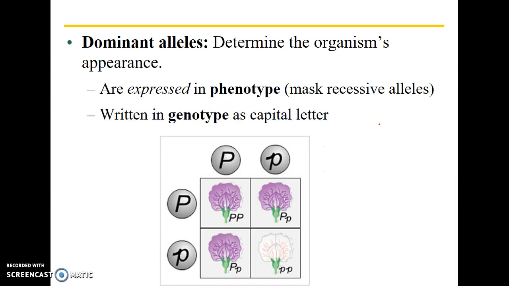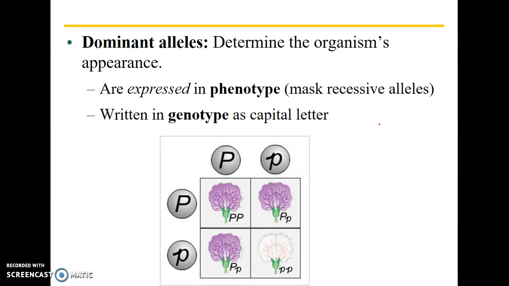So let's talk about dominant versus recessive and what that means. Dominant alleles determine the organism's appearance in the case of traits that are controlled by a single pair of alleles. We'll see many different examples of different patterns of inheritance. But for now, we're just talking about the traits that Mendel studied extensively and observed, and these are simple dominant recessive inheritance pattern traits. So a dominant allele determines the organism's appearance. They are expressed in the phenotype, and they can also be said to mask the effect of the recessive alleles.